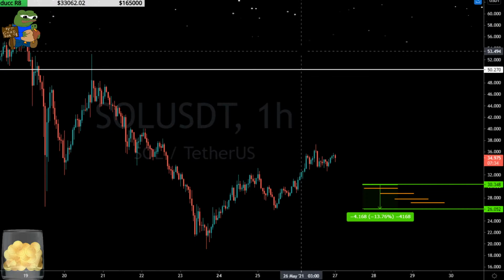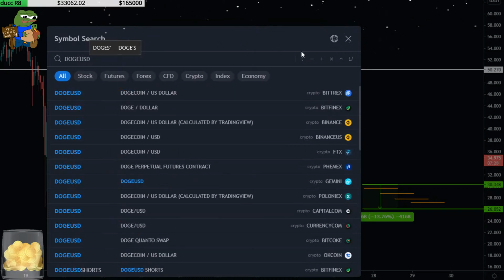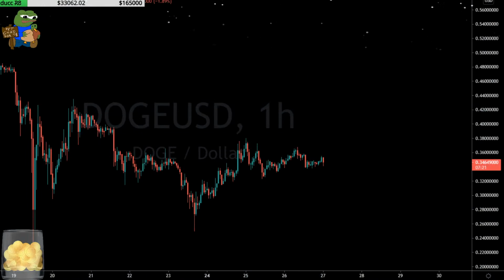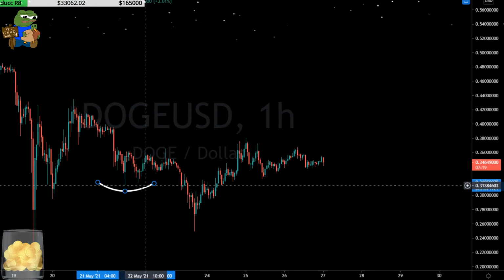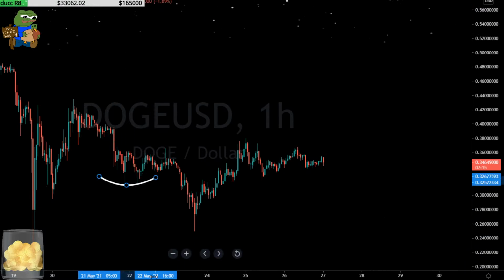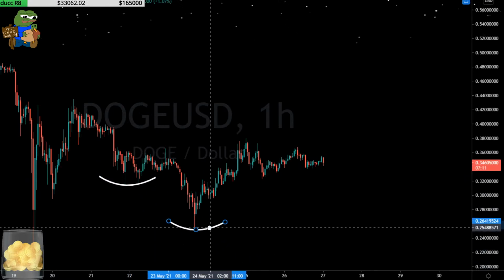Whoa, doggy, huh? Let's look at it on like Bitfinex. Good. I just didn't want to see this chaos that this coin creates. It's too much for the soul.